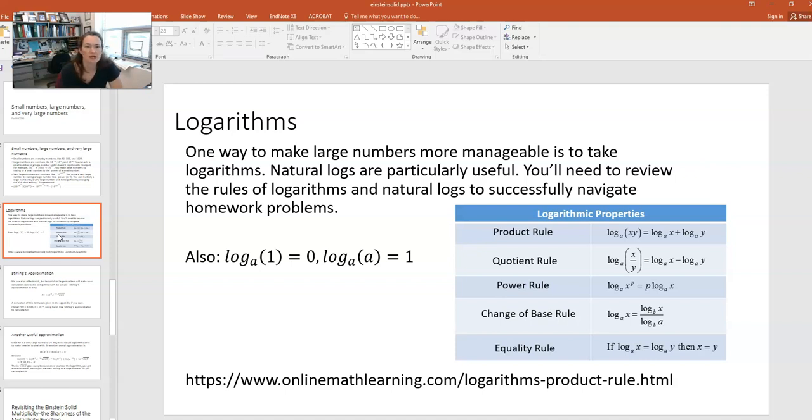There's one other thing to remember: in any base, the log of 1 is 0, because to get 1 you raise something to the power of 0. And the log base a of a is equal to 1. For example, the log base 10 of 10 is 1, because 10 to the power of 1 is 10. Or e to the power of 1 is e. You can read more about that at the link below if you need a refresher.